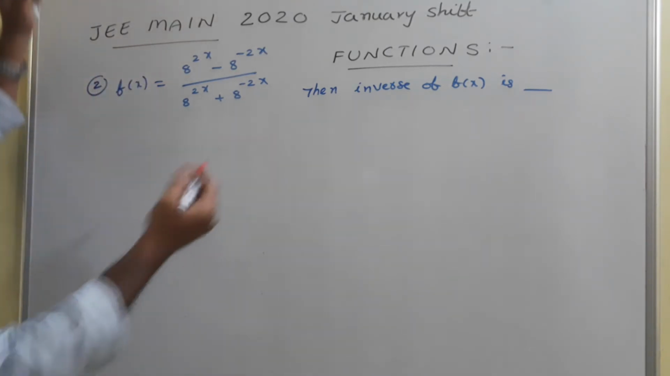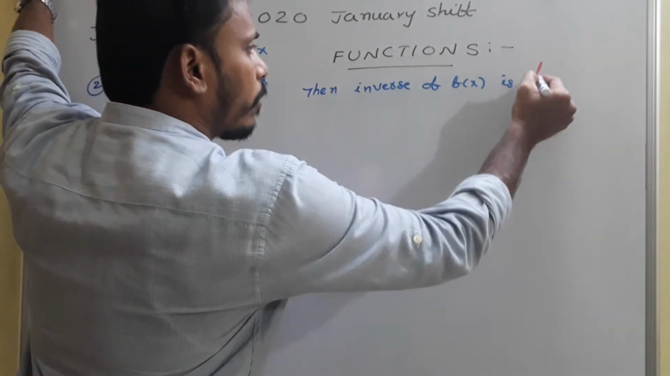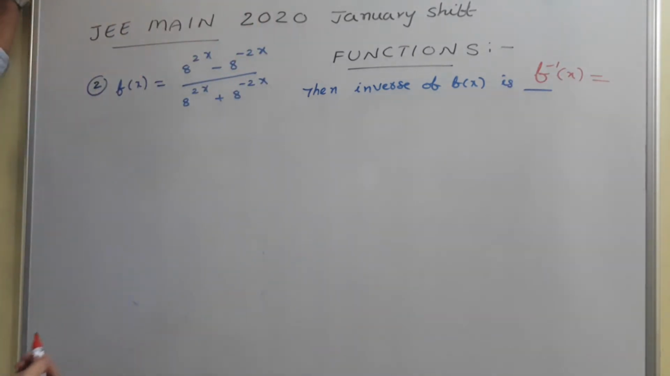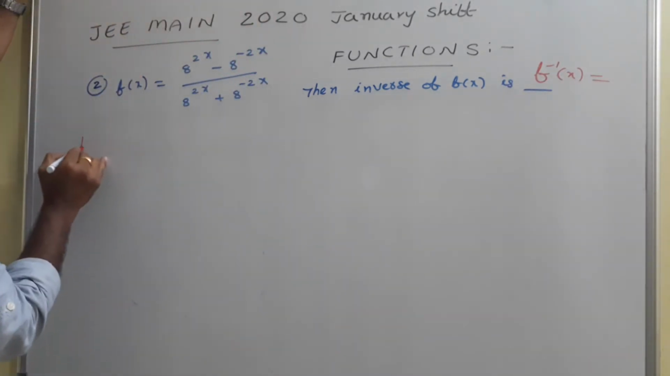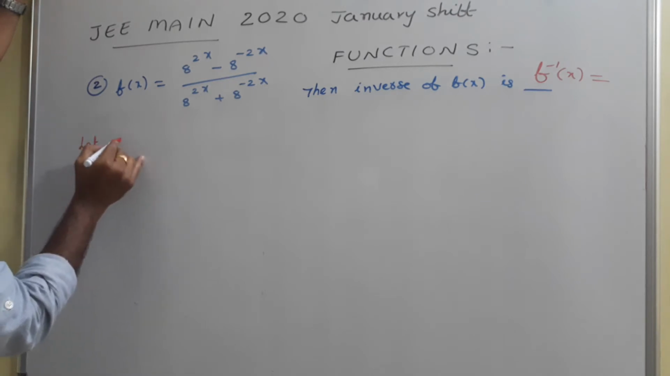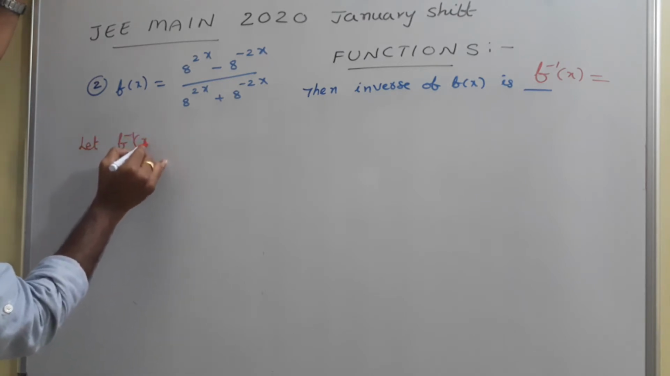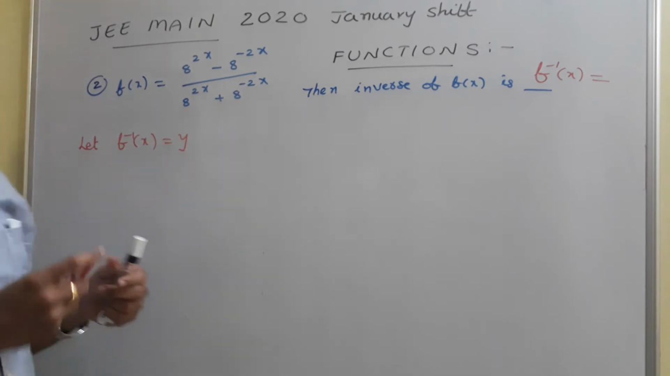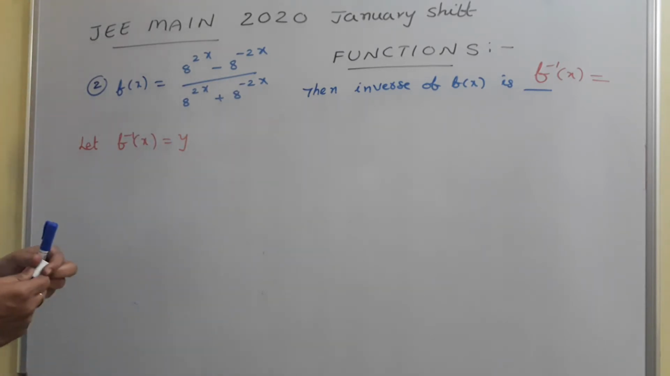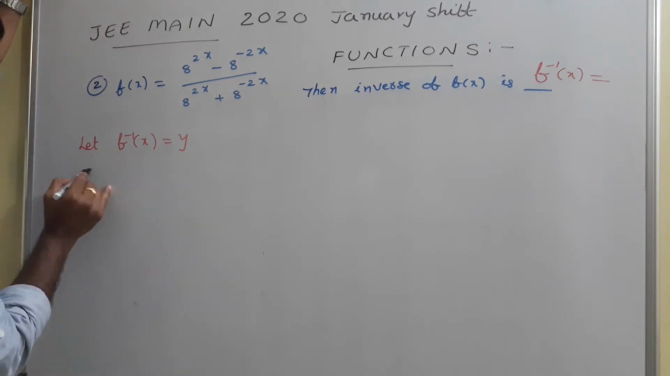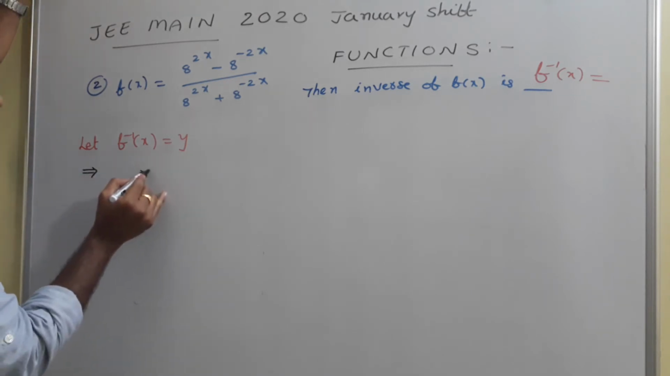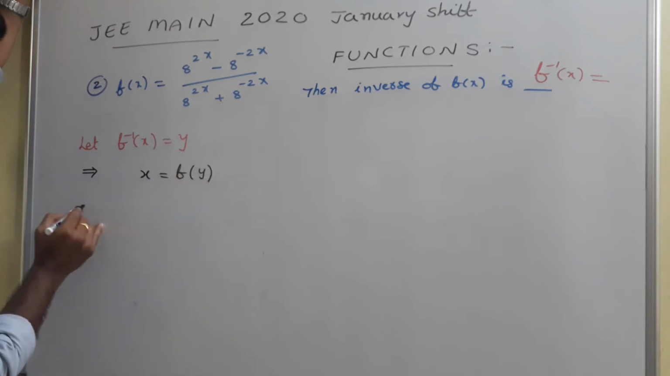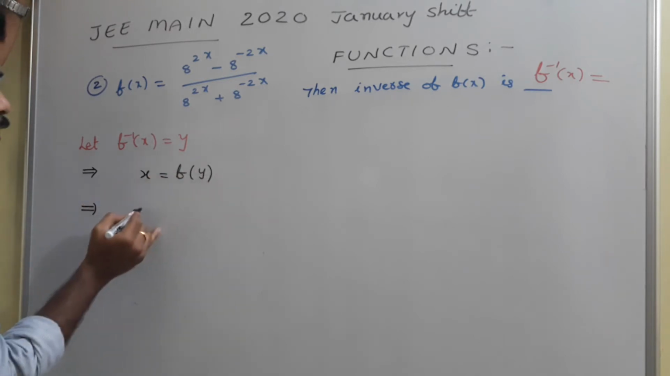Okay. See, inverse of f of x is simply nothing but f inverse of x. We need to find the rule for that f inverse of x. For that, first of all, you just let f inverse of x is equal to y. If you let that f inverse of x is equal to y, from there it is very clear that x is equal to f of y. And that implies x is equal to f of y.